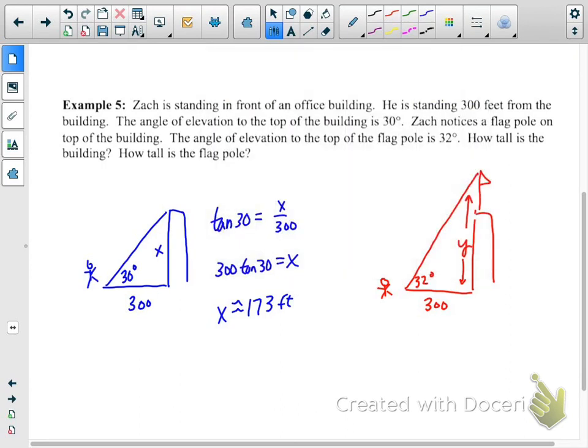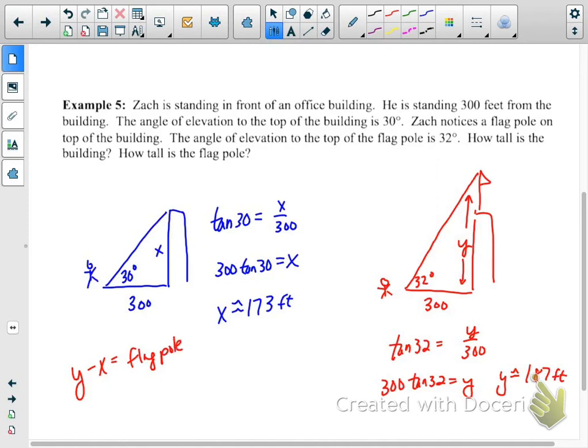Okay, over here for this one, that would be tangent of 32 is equal to y over 300. So 300 tangent of 32 is equal to y. Y is approximately 187 feet. So y minus x is going to be the flagpole. So 187 minus 173, that's going to give me 14 feet.